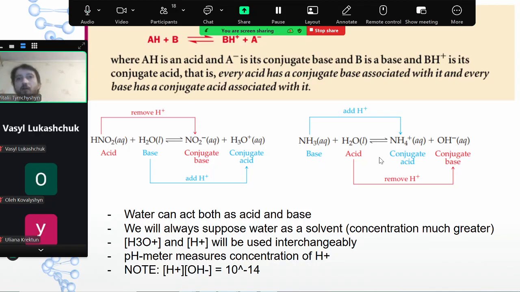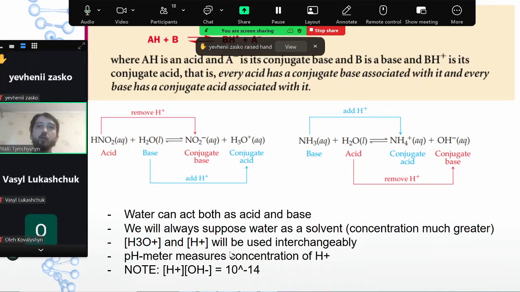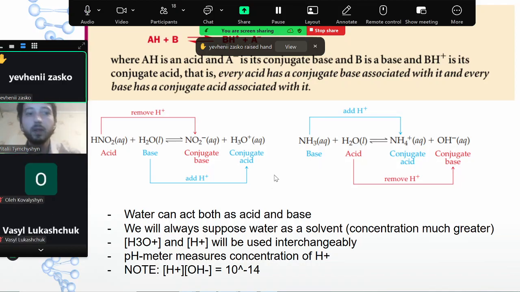Okay, for the future we will always suppose water as solvent, so it will probably always be available, and we will suppose that it has some pretty high concentration. H3O+ and... Oh, I see a question. Yes, please. Yes, so in which case will water receive a proton and in which case will it share a proton? What does it depend on?